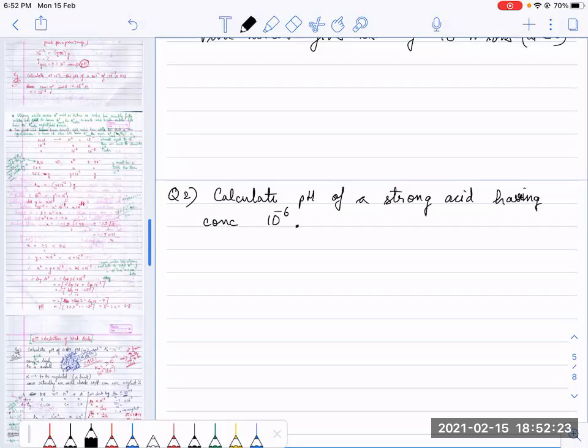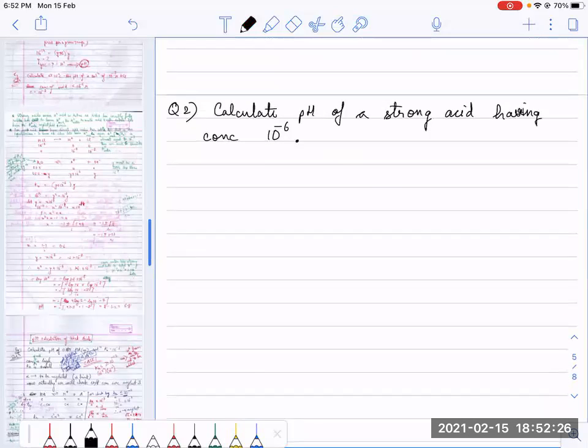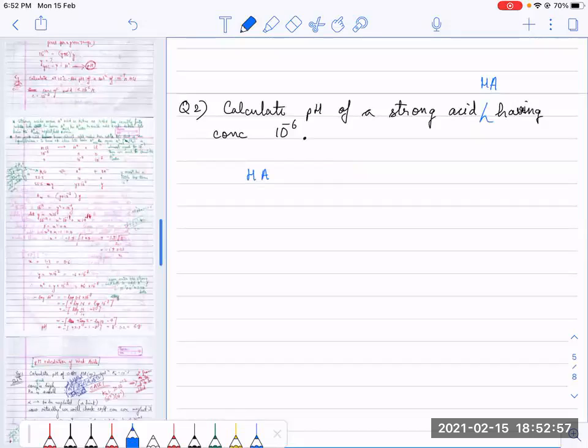Now, one thing which you will do, first you will make a mistake, and I'll tell you how to do this question. You will say, sir, it's very easy. Sir has given a strong acid, let's say HA. Some acid HA, it can be HCl, HBr, HI or something like that. HA is a general strong acid, so it will dissociate completely into H plus and A minus.